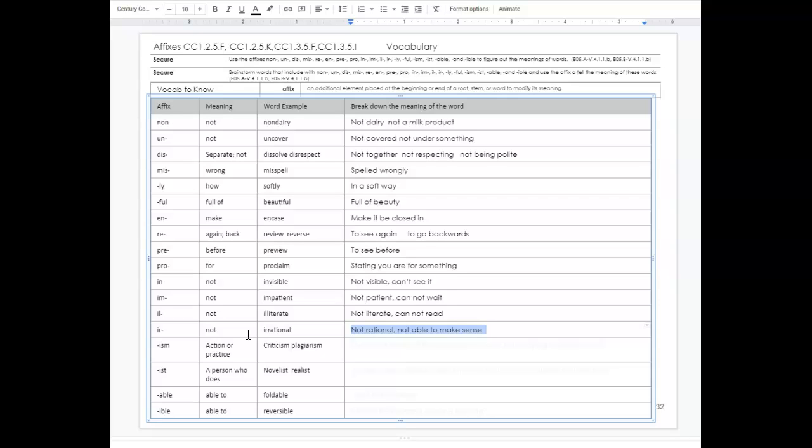There are similarities. Generally, if a base word starts with an R, then you would use the ir. If it starts with an L, you would use the ill. So there are some things that are patterns, but more than the pattern is knowing that there's some words that you just need to make sure that you memorize which beginning matches, and that they all mean not.